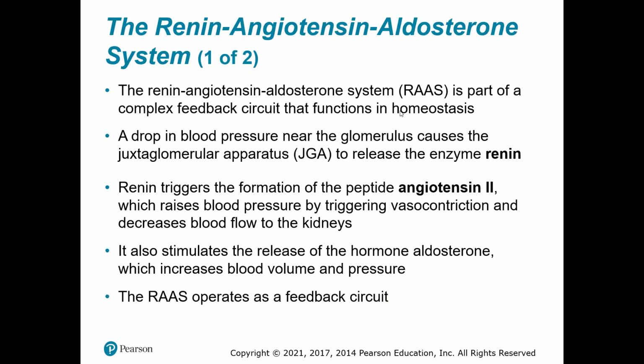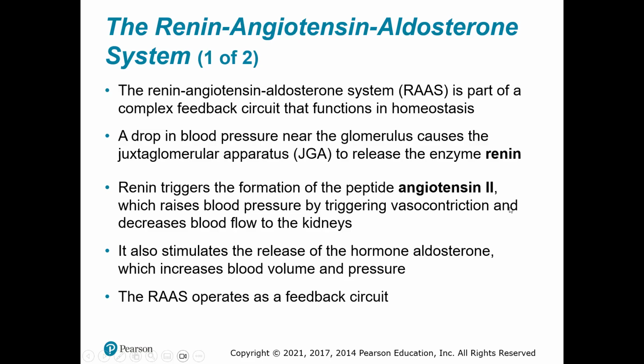All right. Now, the other system that's important in regulating blood volume and blood pressure is called the renin-angiotensin-aldosterone system, RAS or RAAS for short. So renin is an enzyme produced in the juxtaglomerular apparatus, which is located in the kidneys, near the glomerulus. That causes angiotensin 1 to form, which then turns into angiotensin 2.